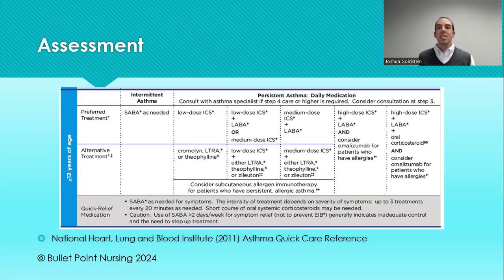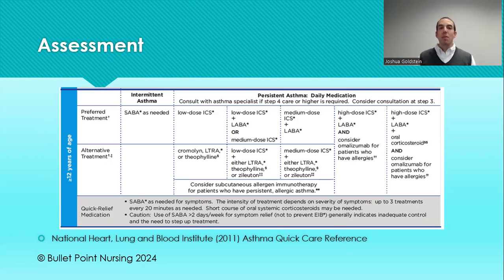Step 1 is intermittent asthma. That's great. They get their symptoms once in a while, less than 2 times a week or so. They go ahead, they take their PRN inhaler, they're good to go, and that's it. Then we go up to where a patient has more significant symptoms, where it's occurring several times a week or even several times a day. So from there, we start to put the patient on a daily medication.